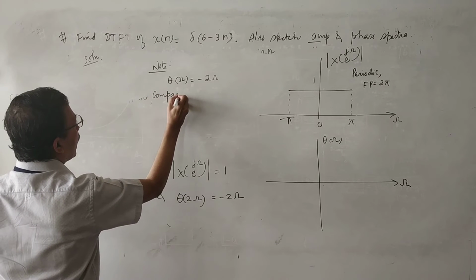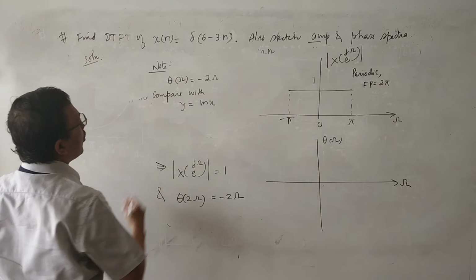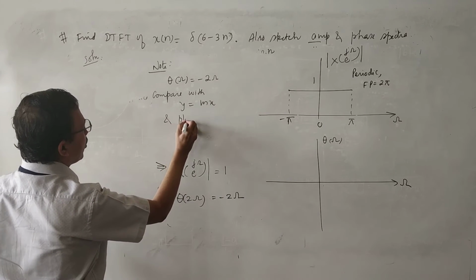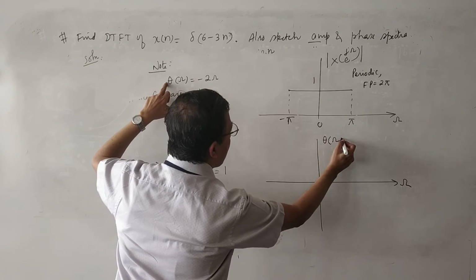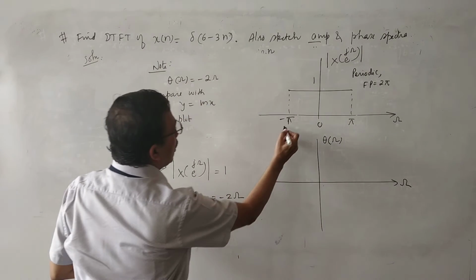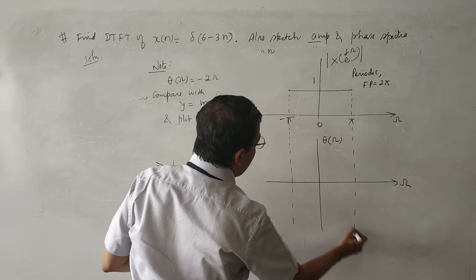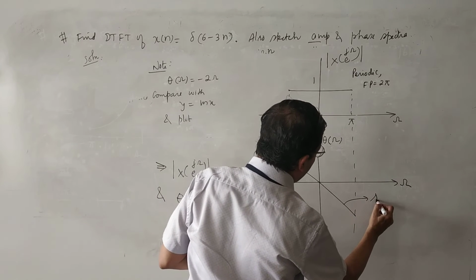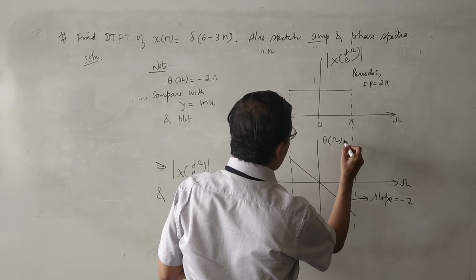Compare with y equal to mx. What is y? Theta of omega. What is x? Omega. What is m? Minus 2. Therefore, with minus pi and plus pi, you have a straight line passing through the origin. What is the slope of this line? Slope of this line is minus 2. And what is the equation of this straight line?